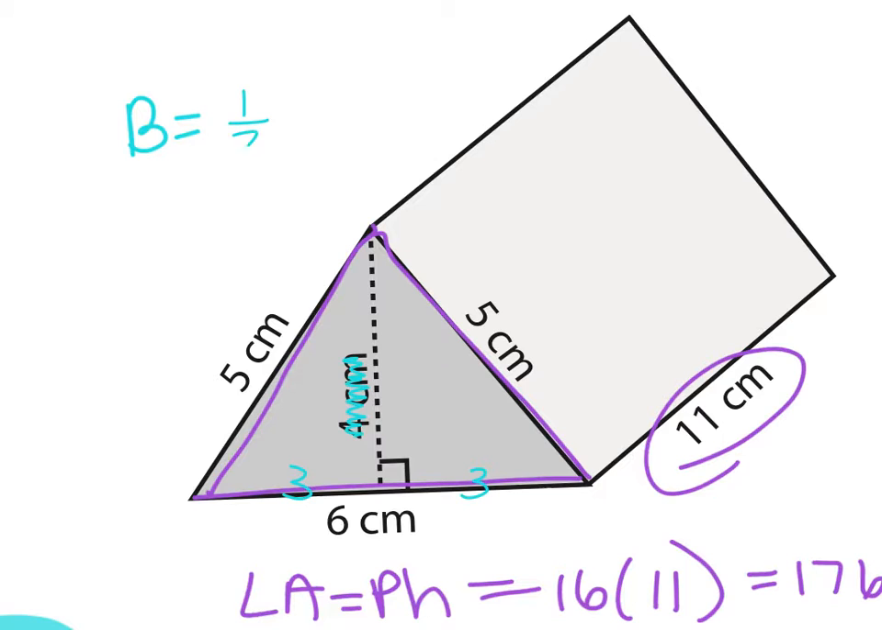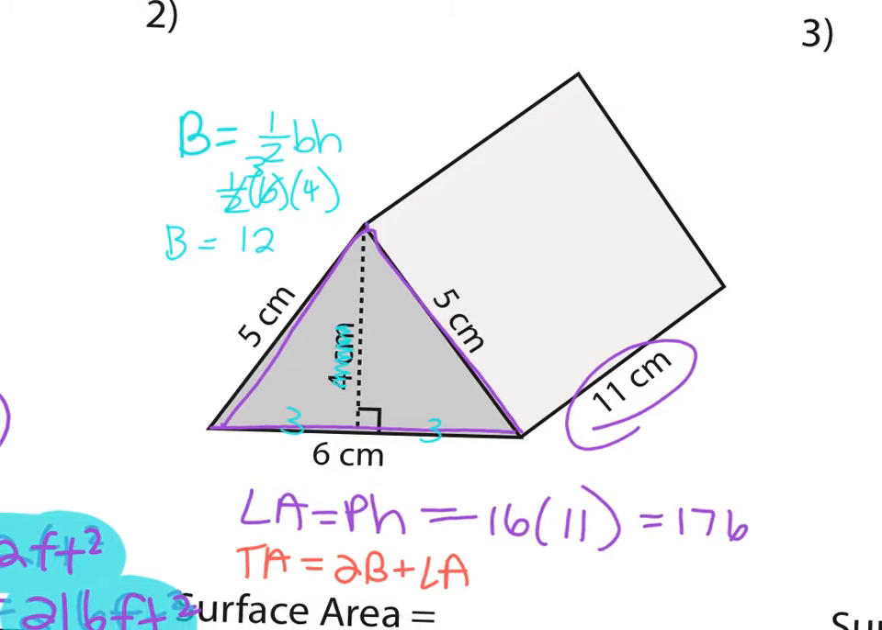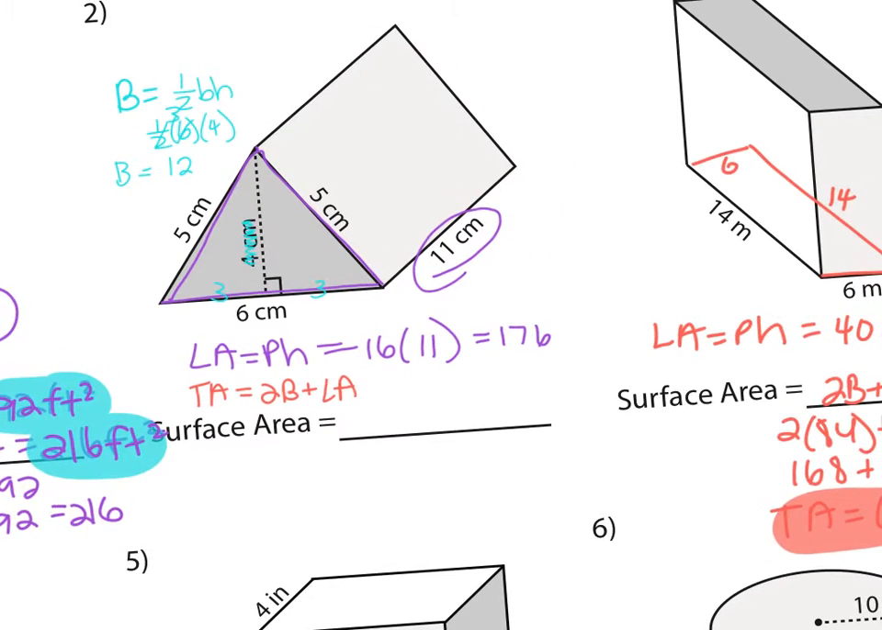So this B is 1/2 lowercase b times height of this triangle. So 1/2 the base of the triangle, which is 6, times the height of the triangle, which we just said was 4. So I can do 1/2 of 6 is 3, and 3 times 4 is 12. So the area of one of those triangles is 12. So this is 2 times 12 plus the lateral area, which is 176. And this time, it's in centimeters.